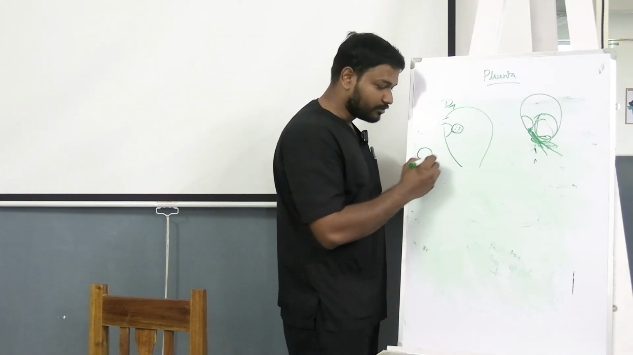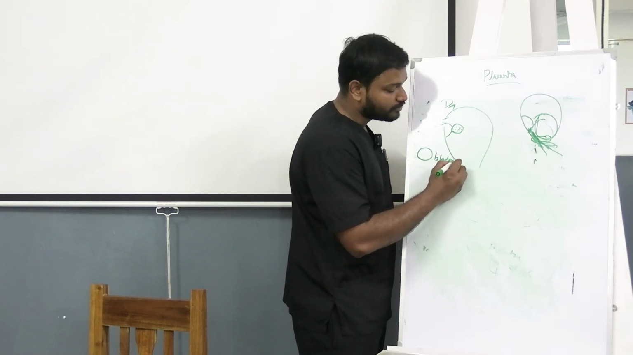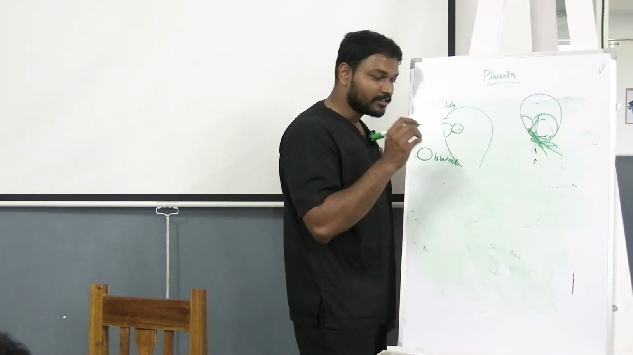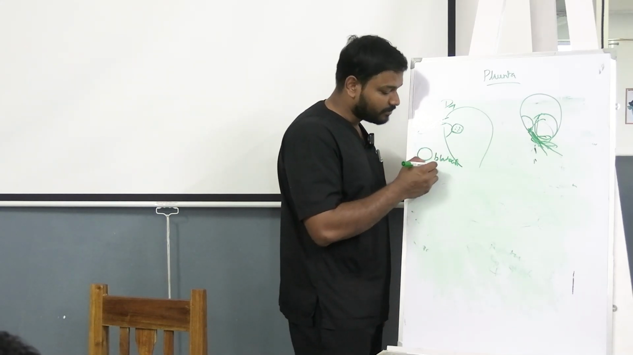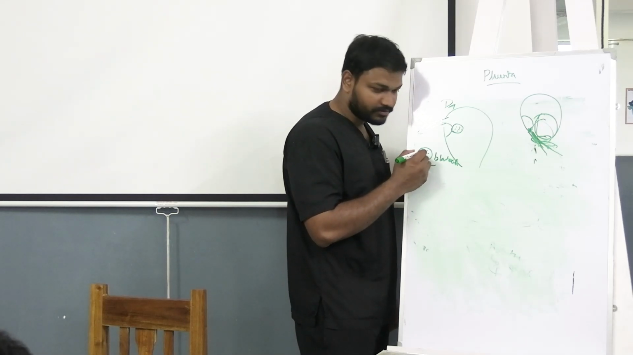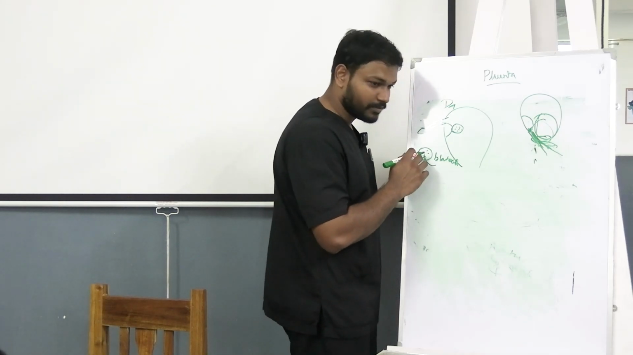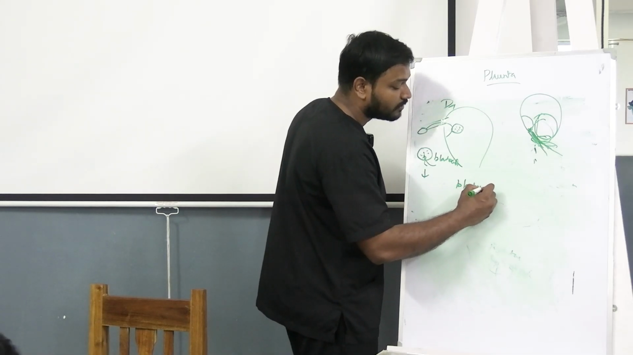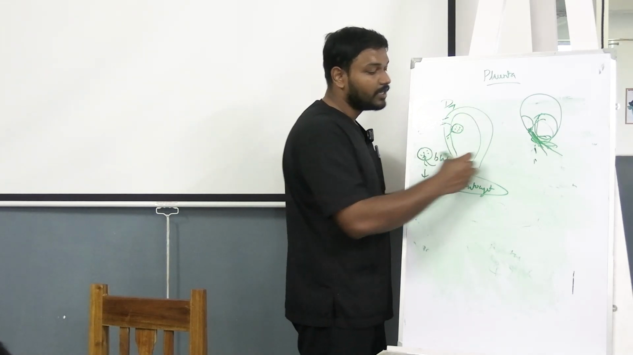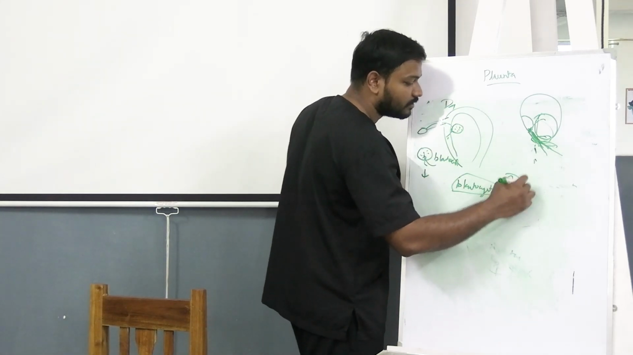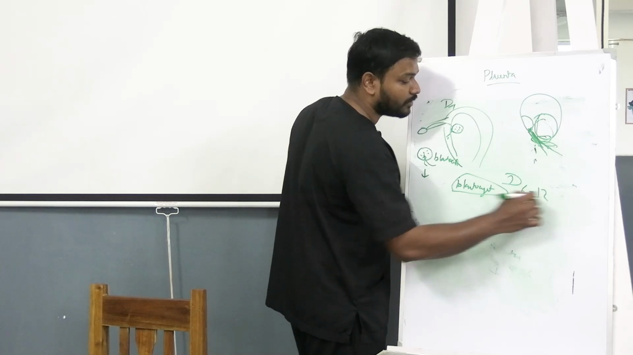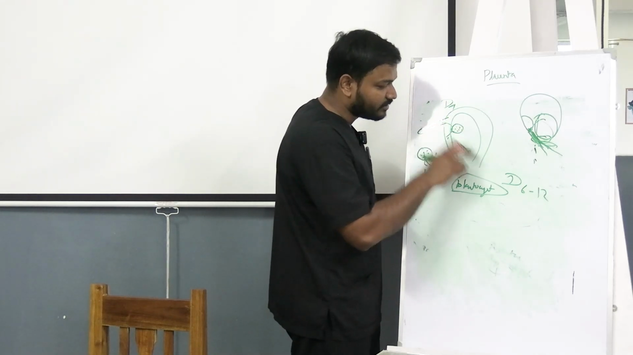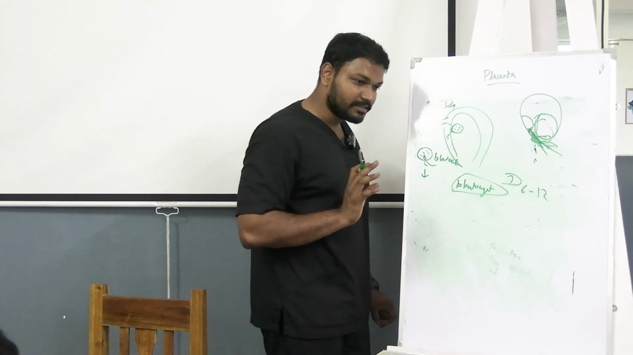Morula becomes what? Blastocele. Blastocele means fluid will enter inside and it will swell up. Then it will lead to blastocyst. This blastocyst will get implanted inside the endometrium on day 6 to day 12. On day 4 it enters, day 6 to 12 it gets implanted.